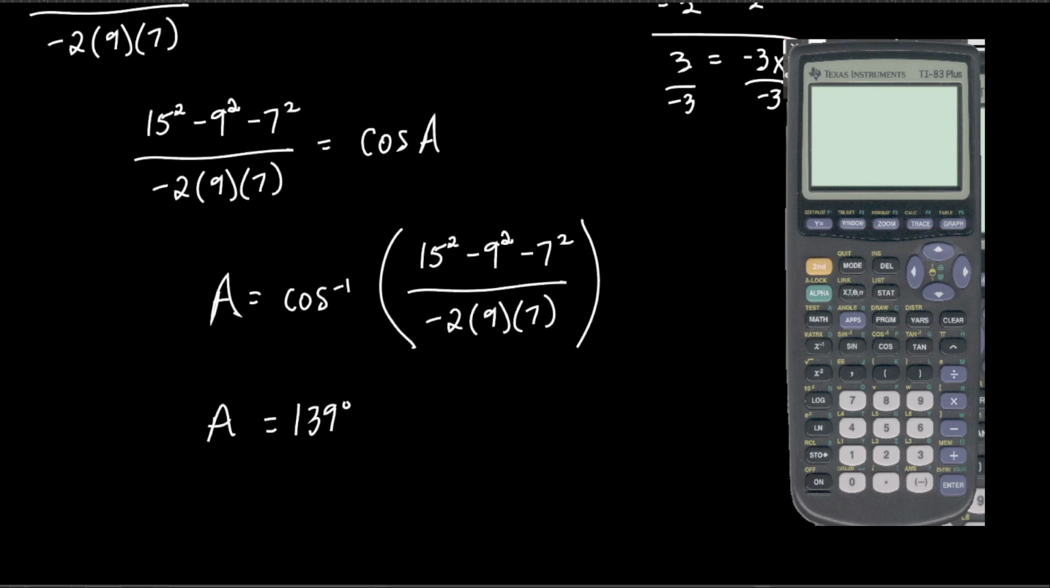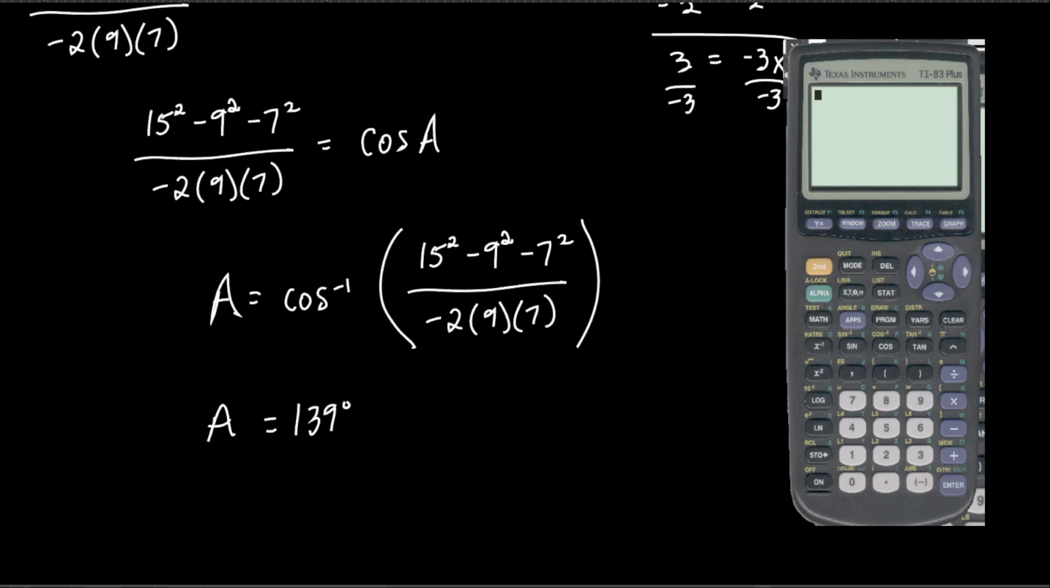You ready? Now, if you just have a regular scientific calculator, you're going to do it a little bit differently. So what I would do is I'd go 15 squared minus 9 squared minus 7 squared, hit equals, divide it by, then put a parentheses, negative 2 times 9 times 7, close the parentheses, hit equals. That'll give you this whole thing. Then you would hit second function cosine, and then you should get 139. Is anybody trying this? Okay.